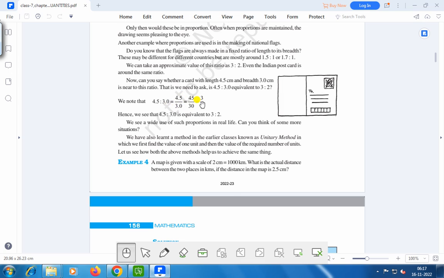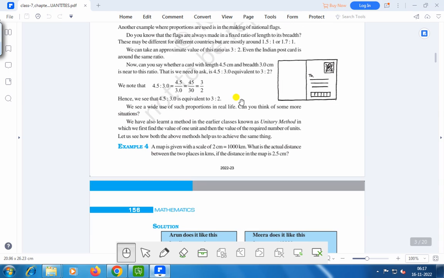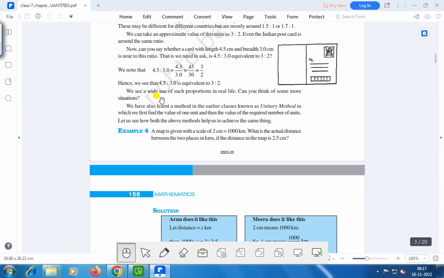4.5 by 3, we are getting 3 is to 2. Hence we say that 4.5 is to 3 is equivalent to 3 is to 2. We see a wide use of such proportions in real life. Can you think of some more situations?